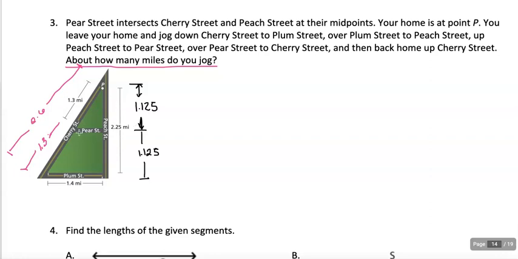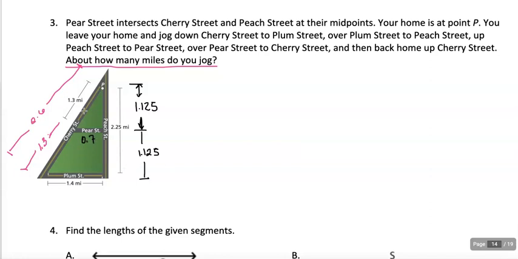So now I broke this down because Pear Street is the mid-segment. Just half of 2.25 is 1.125. And the bottom here is 1.4. So Pear Street is going to be half of 1.4, or 0.7.